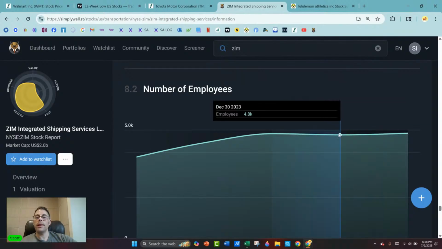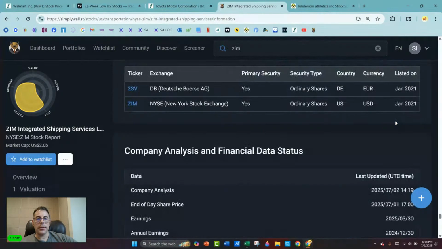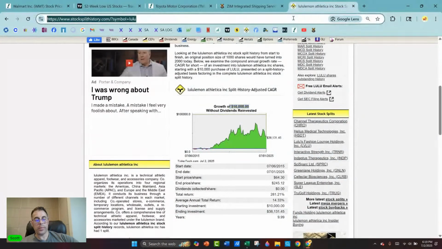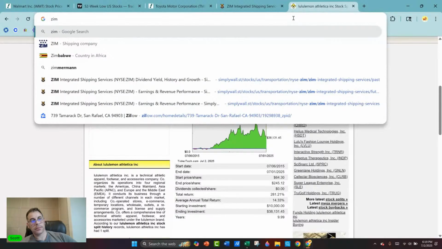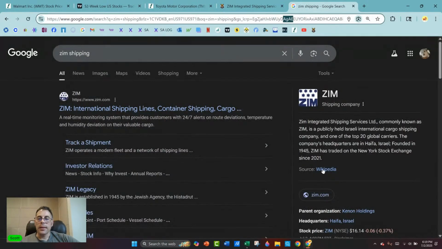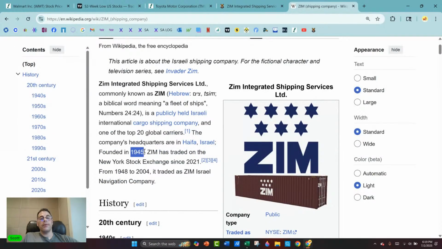They have a lot of employees, a lot more than I thought they would have. 4,900. It's an Israeli company, but it only trades in Germany and the U.S. It's been around like 80 years, since 1945. But it was a much different company back then. They might talk about it.